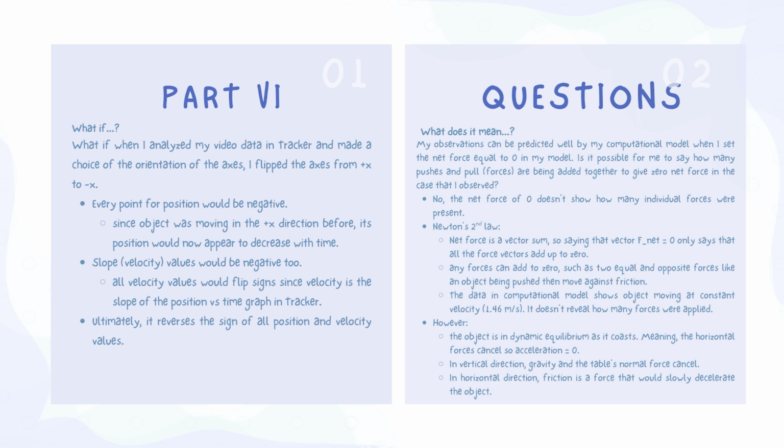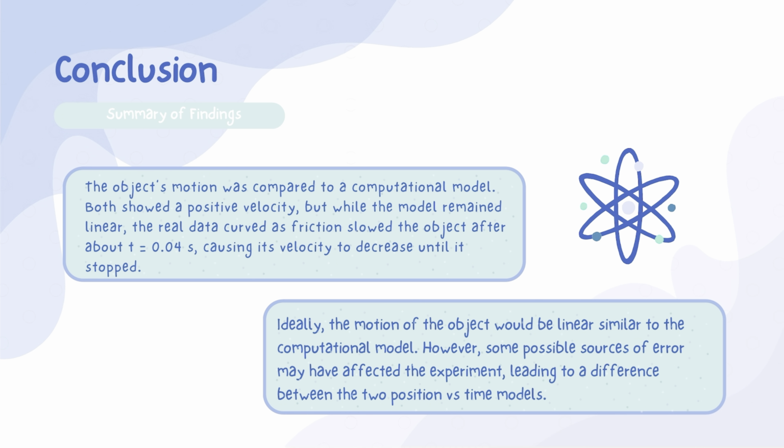Now for the second question, the answer is no. You can't tell how many forces add to give a net force of 0. According to Newton's second law, it only tells us the total vector sum. So saying that F net equals 0 only means that the forces add up to 0, which means that any combination of forces can add up to 0.